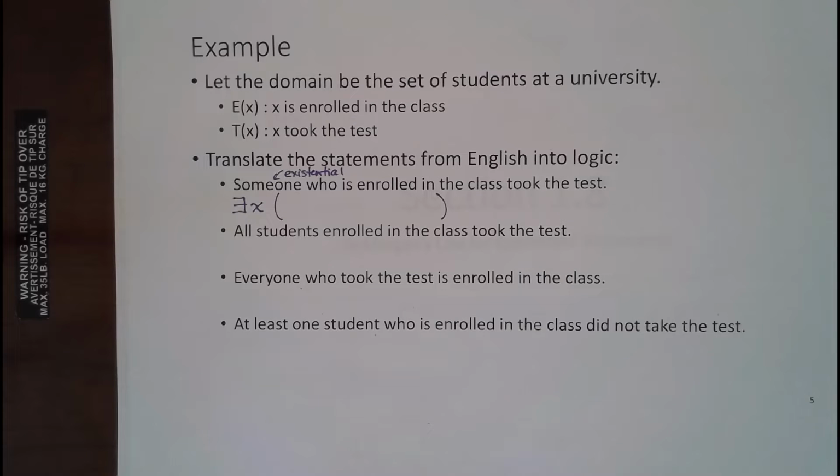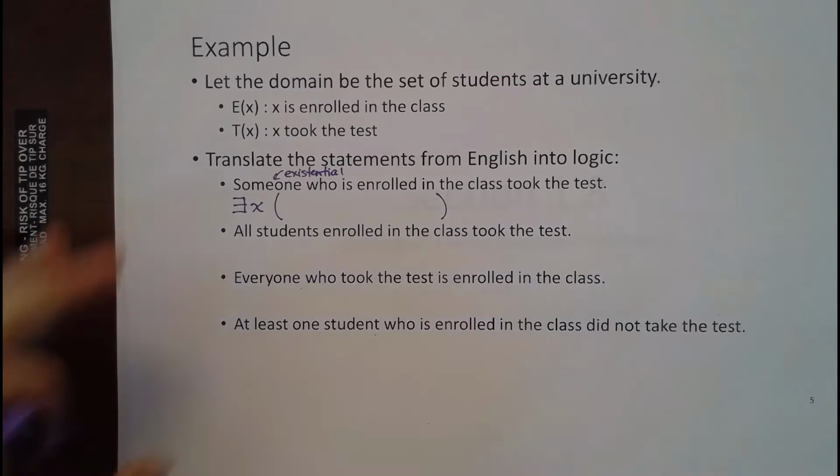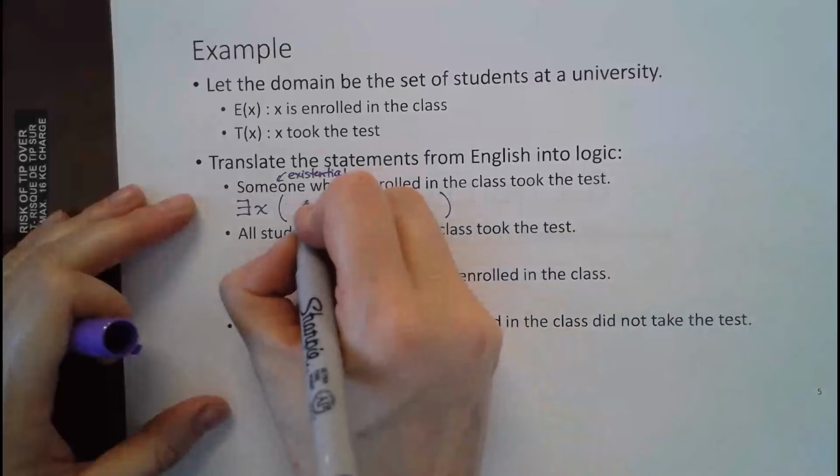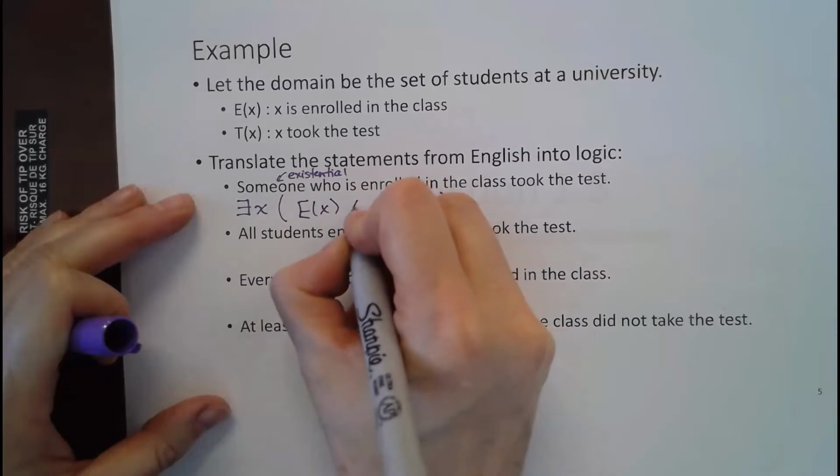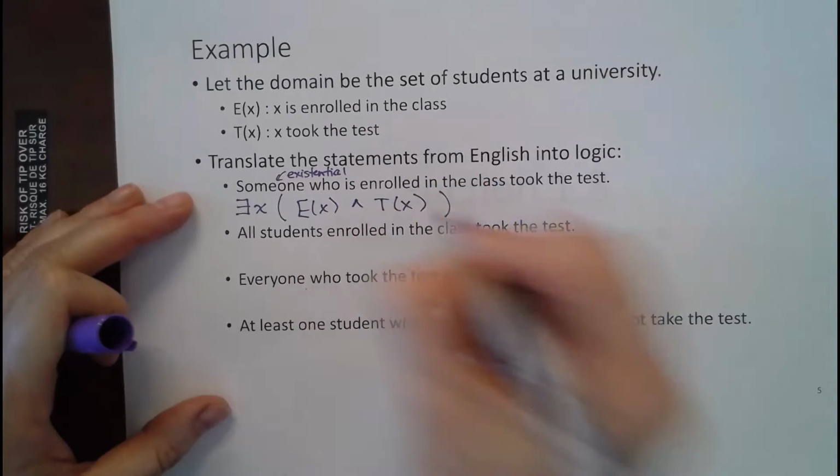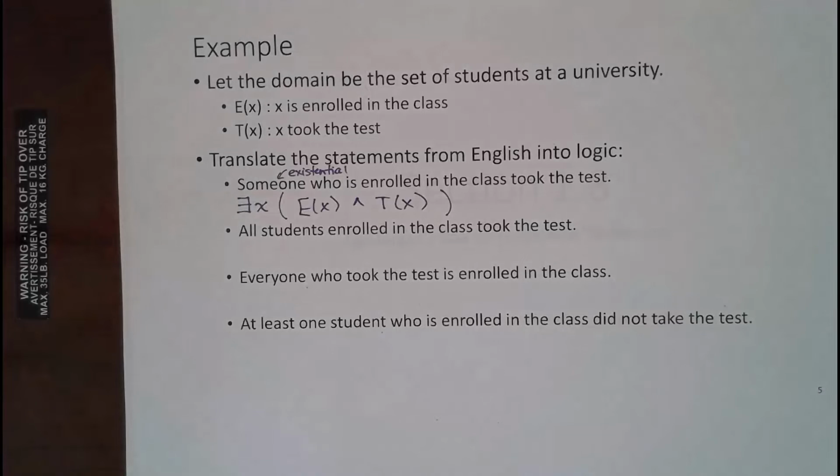So how can we express the idea that there exists a person that's enrolled in the class and they took the test? Yep. E of X and T of X. Yeah, E of X and T of X. Good. Okay. So there exists a person that is enrolled in the class and they took the test.